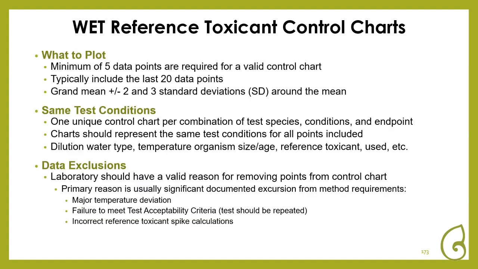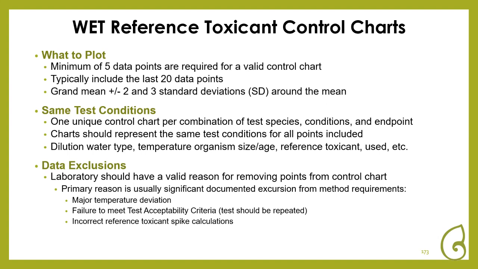So in terms of what we're plotting, there needs to be a minimum of 5 data points to have a valid control chart, but typically a complete control chart will include data points for the last 20 tests of a particular type. The chart includes the grand mean of the data, as well as the bounds that show the 2 and 3 standard deviations from the mean.